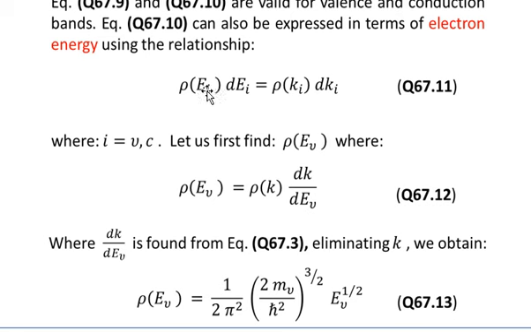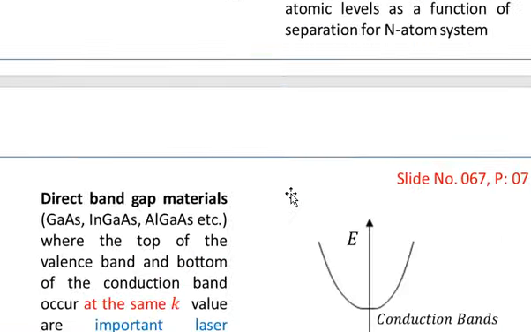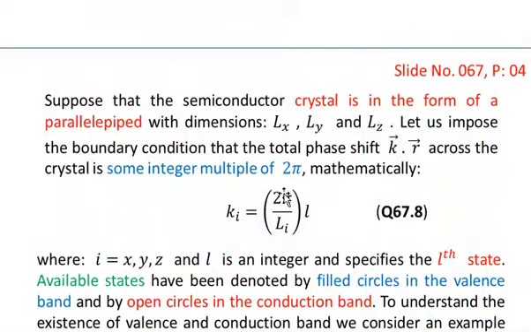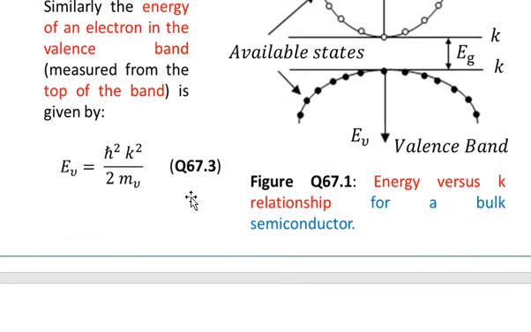You can find out the value of rho of EI by moving other factors to the other side, or simply you can take the derivative with respect to dEV, for example. So we are writing the equation number 11 for the case of the valence band, and this is shown in equation number 12. So this is for the valence band. Now we can put the value of dk over dEV from equation number 3. So let me show you equation number 3. This is equation number 3.